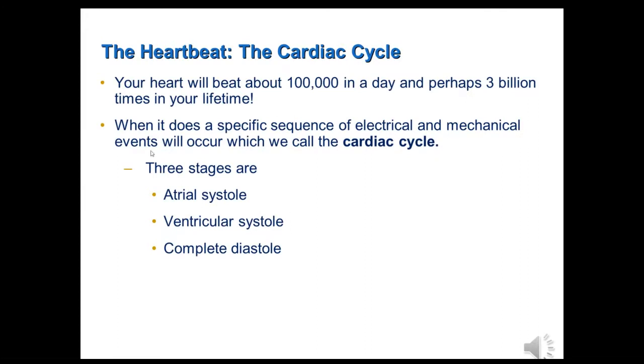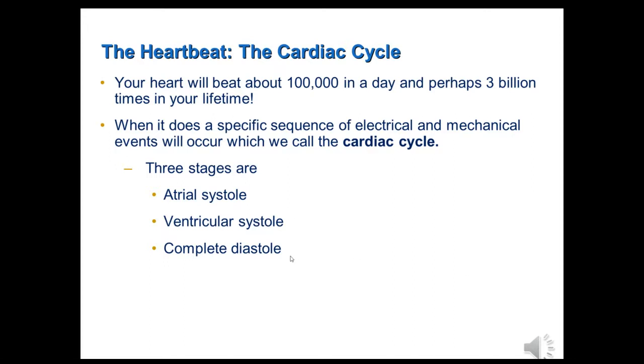So there are 3 stages to the cardiac cycle. You have atrial systole, and by the way, systole is contraction. Diastole is relaxation. So the atria contract while the ventricles are not contracting, they're in diastole. Then after the ventricles are filled, the ventricles contract as the atria begin to relax.